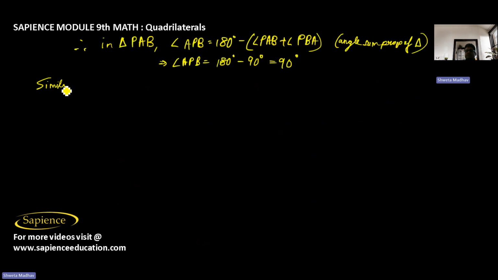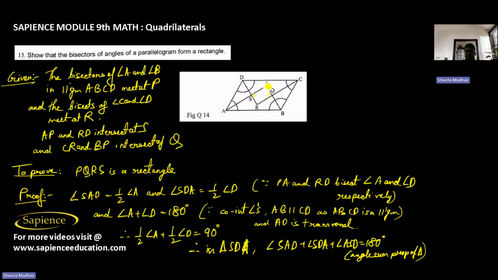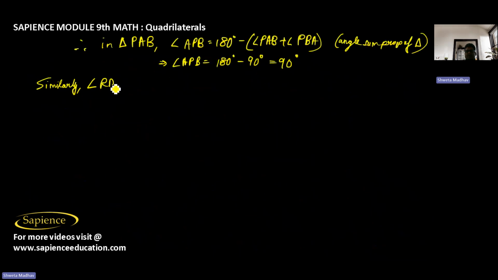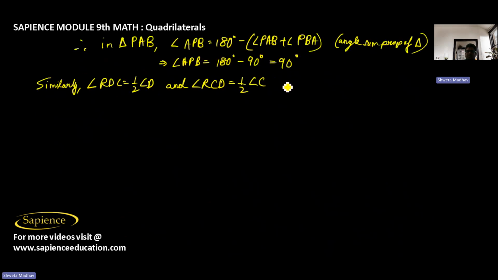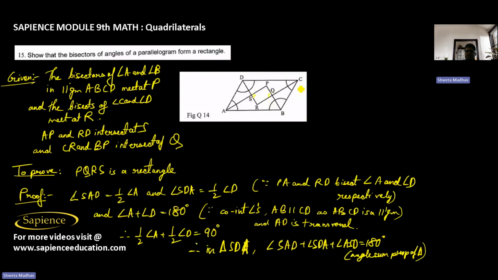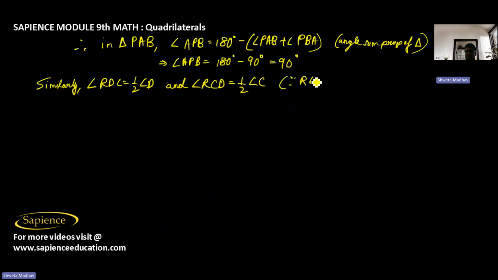Similarly, we can show that angle RDC is equal to half of angle D, and angle RCD is equal to half of angle C, since RD and RC are bisectors of angle D and angle C respectively.